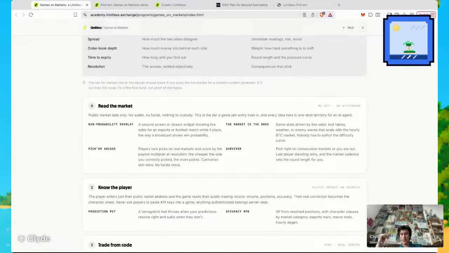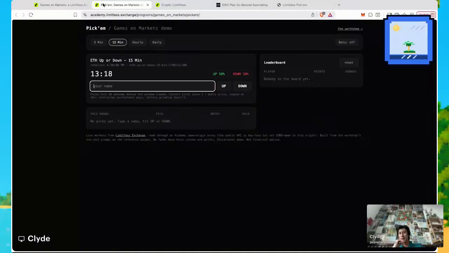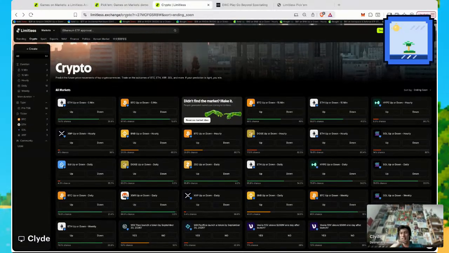One direction, you could easily introduce a Tamagotchi component, so that when you go on a six market loss streak, your Tamagotchi is probably going to be a bit sad, maybe starve to death, or an accuracy RPG.